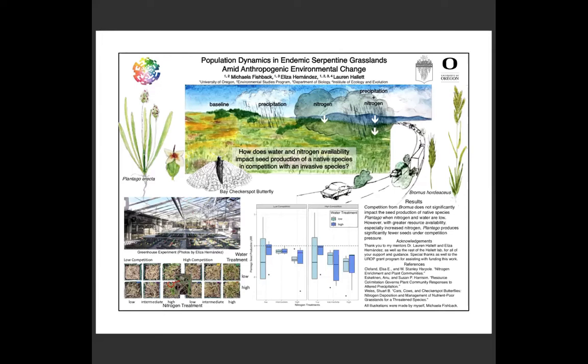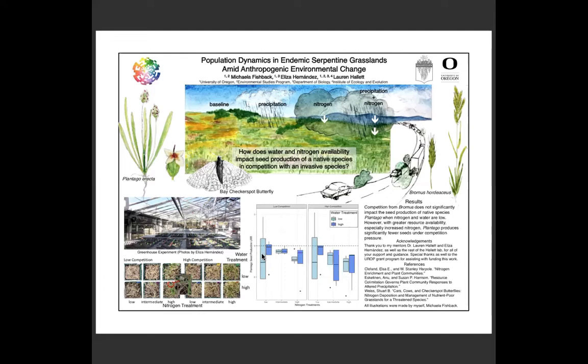The figure in the middle shows the results of this experiment using a log ratio response for the number of seeds produced by Plantago. These results show how seed production varied from the baseline seed production by Plantago without competition, represented by the dashed line, with data above 0 indicating greater seed production and data below 0 indicating lower seed production than when Plantago had no competition.